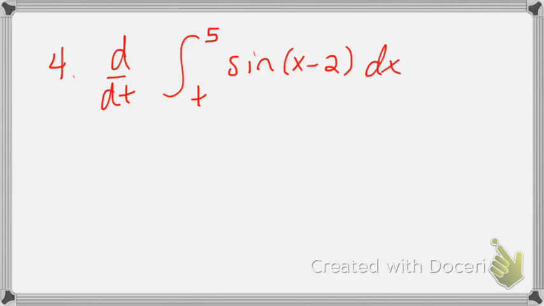Okay, we're taking the derivative with respect to t of sine x minus 2. Notice that the t is on the bottom. That part, I'm not going to plug in the 5. I know that part's going to give me 0. But because the t's on the bottom, that just means my answer is going to be negative.